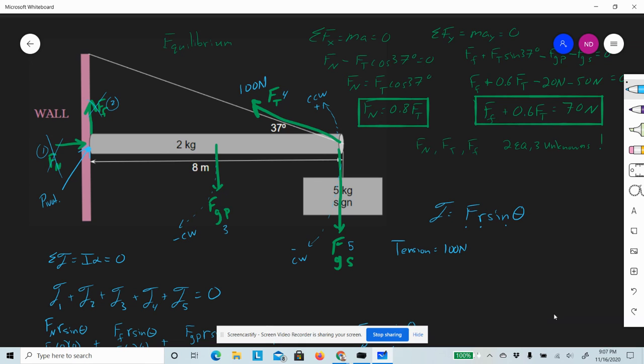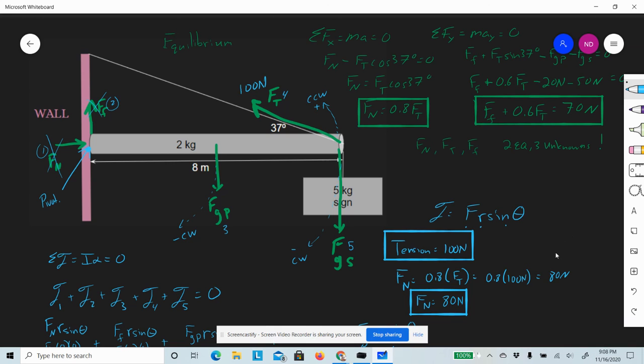Well, if we go back to here, the normal force equals 0.8 times the force of tension. Now we know the force of tension is 100 newtons, so 0.8 times 100 newtons is 80 newtons. Force normal equals 80 newtons. We got the tension to be 100, and we get the normal force to be 80.